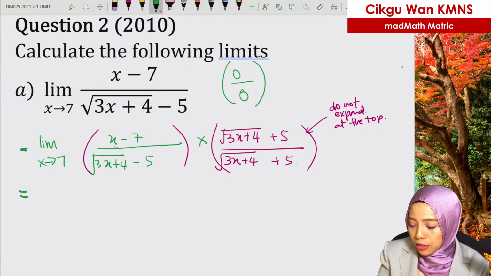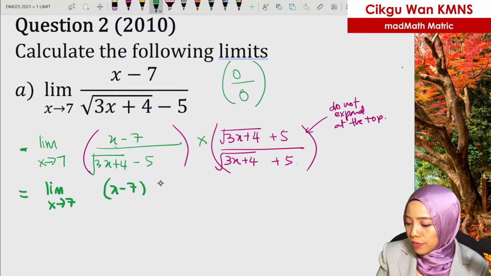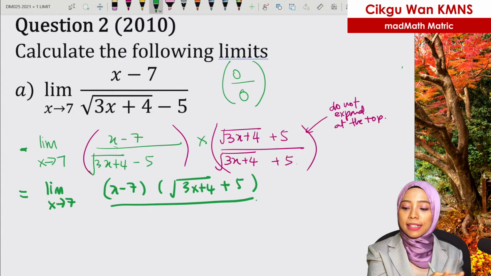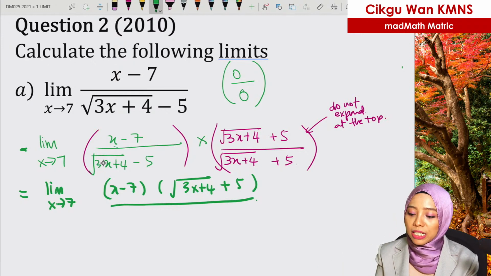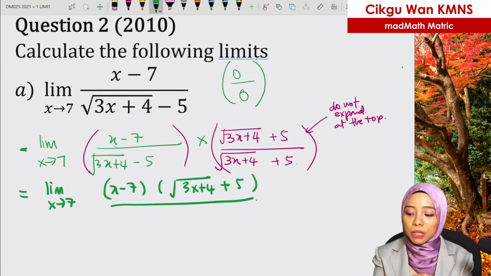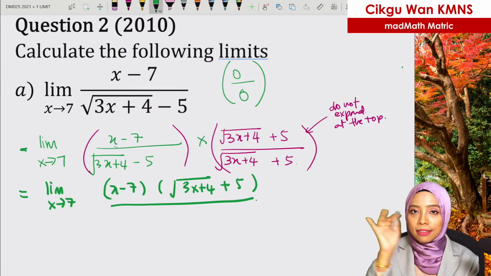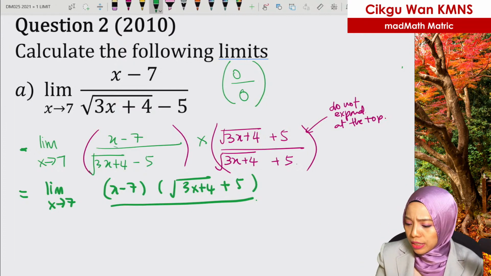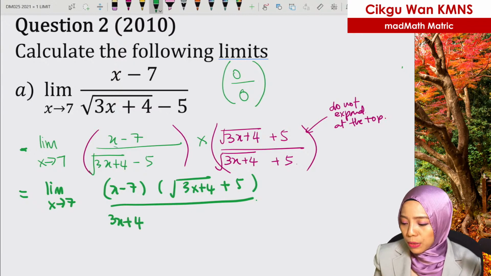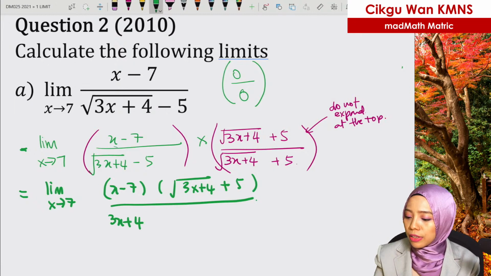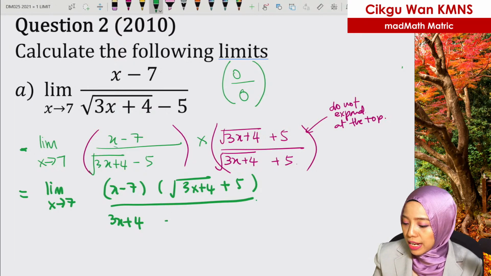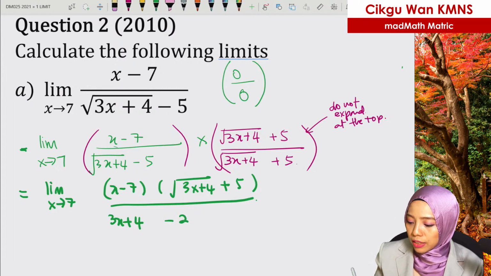So now limit x approaching 7, x minus 7, and then square root of 3x plus 4 plus 5, over square root of 3x plus 4 times square root of 3x plus 4. It looks difficult, but actually we look at the whole thing. Surd A times surd A will give you A. So here is 3x plus 4, and then the plus and minus cancel out. Negative 5 times 5, negative 25.